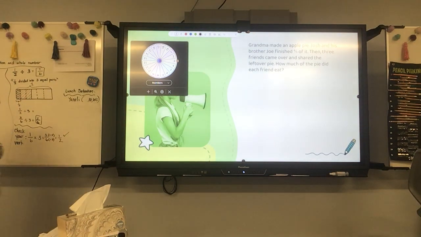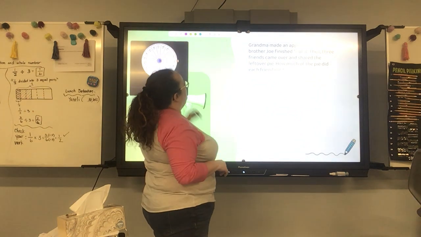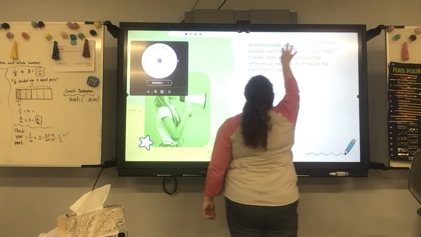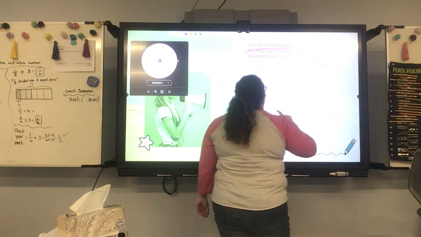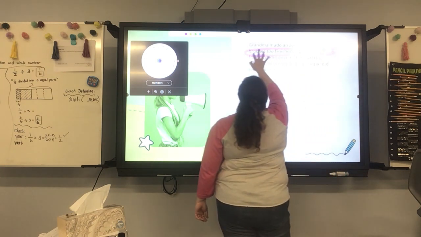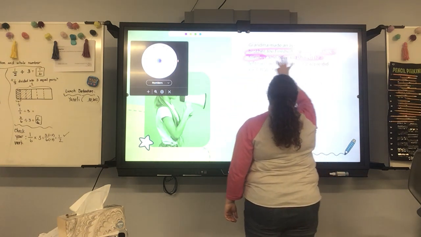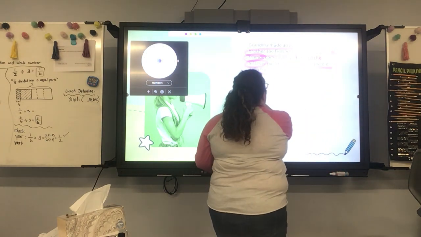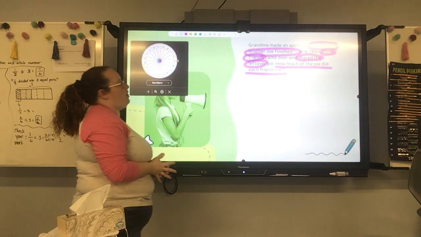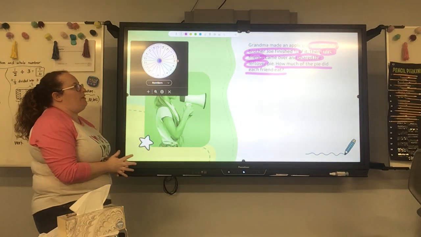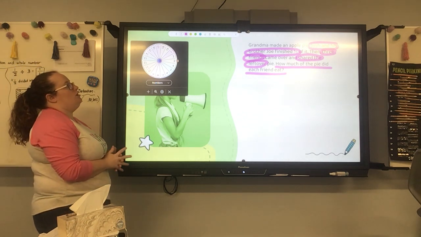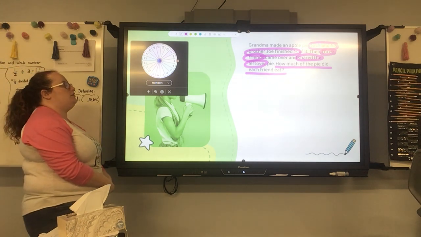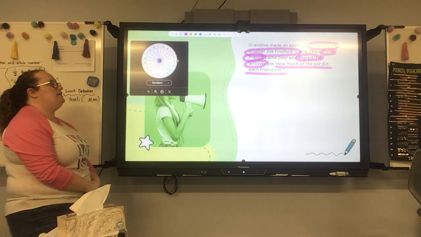Okay, question 4 says, Grandma made an apple pie. Josh and his brother finished 4/5 of it. Then 3 friends came over and shared the leftover pie. How much pie did each friend get? Okay, again, the problem says Grandma made an apple pie. Josh and his brother finished 4/5 of it. Then 3 friends came over and shared the leftover pie. How much of the pie did each friend eat?